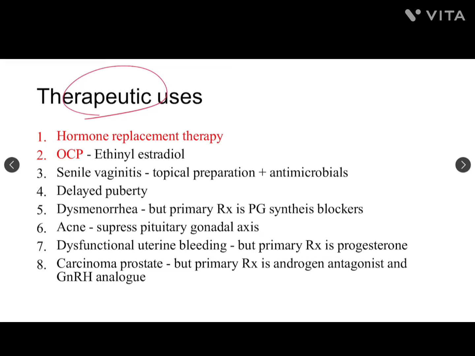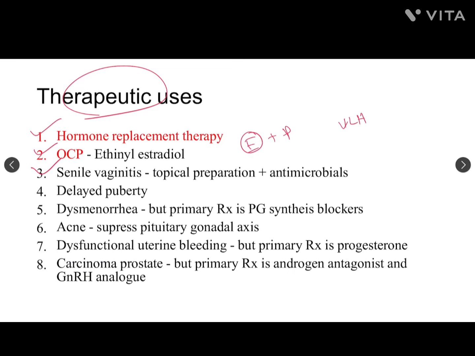What are the therapeutic uses of estrogen? Primarily we use it for two purposes. One is hormone replacement therapy in case of postmenopausal women. Second is oral contraceptive pills. A combined oral contraceptive pill will contain both estrogen and progesterone. By increasing the concentration of estrogen in the blood, we suppress the pituitary gonadal axis through feedback inhibition, thereby decreasing the production of luteinizing hormone. Hence, we prevent ovulation from happening.